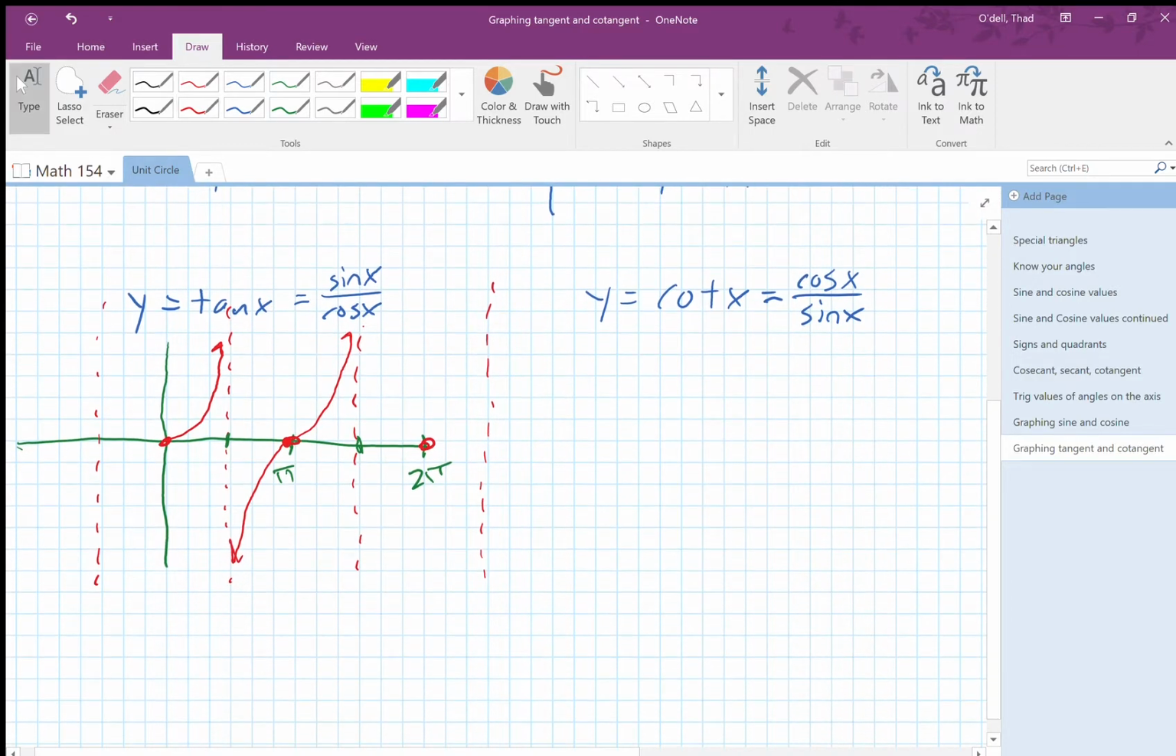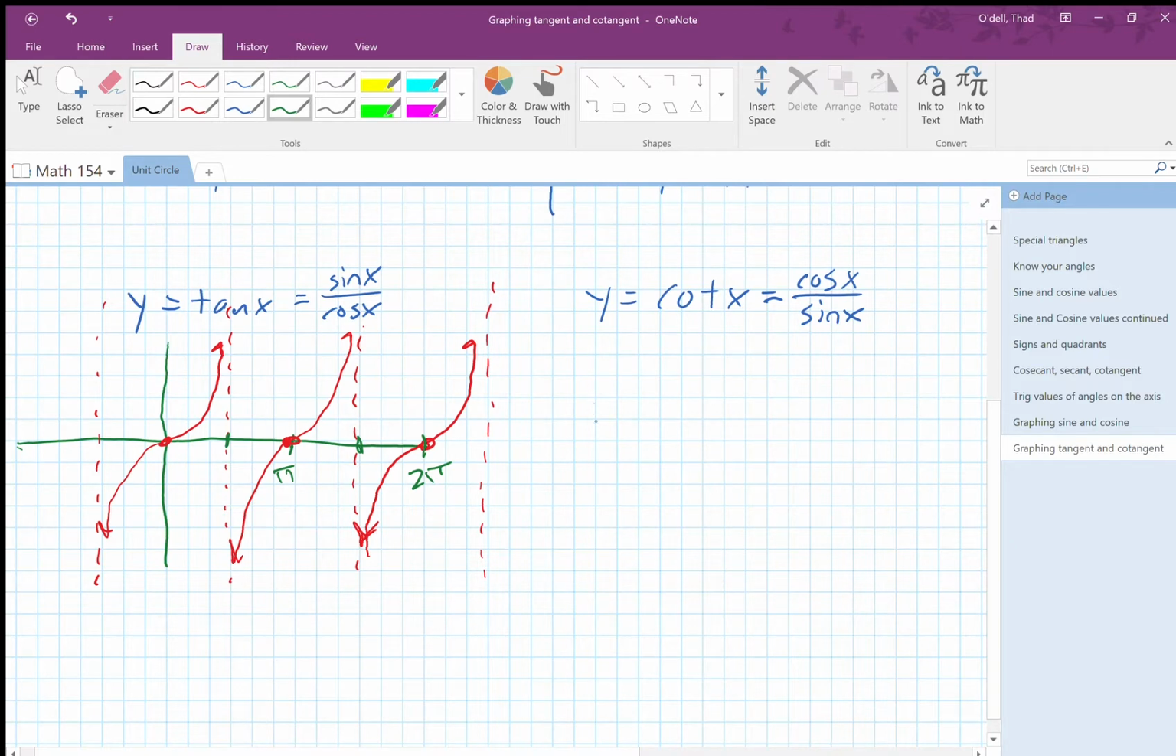And now that we've drawn this, we've seen the pattern. So basically we have a bunch of squigglies here. They kind of look like y equals x cubed, but they're not because the asymptotes keep them confined in a certain space. So that's tangent.